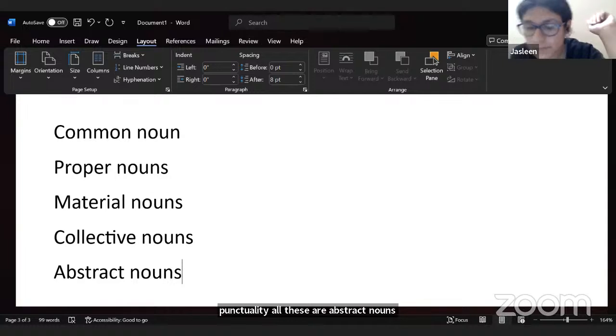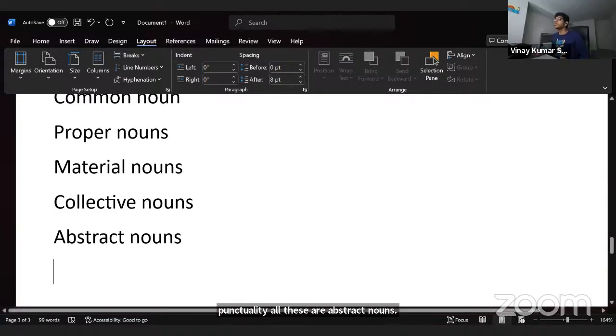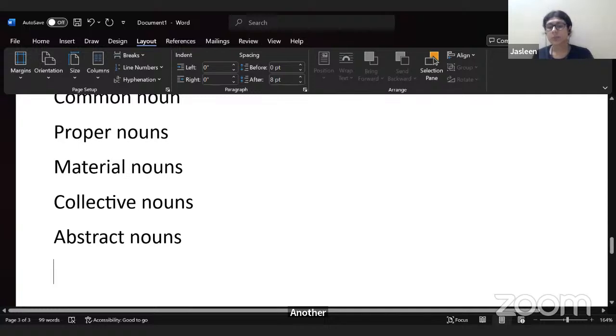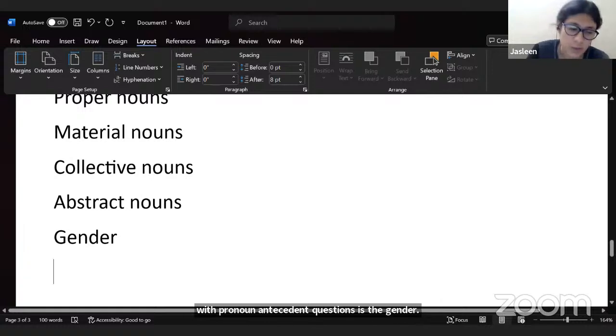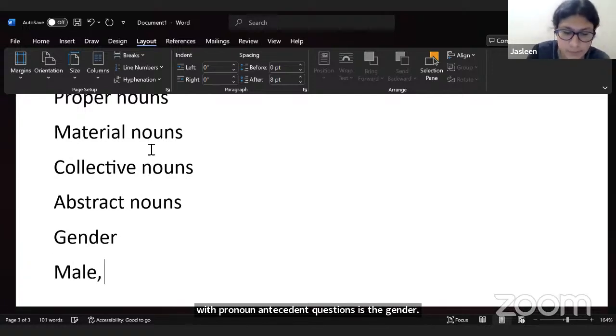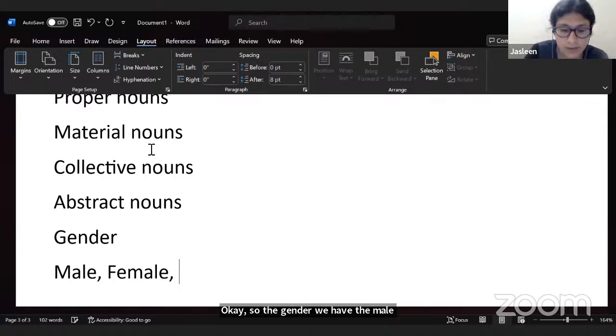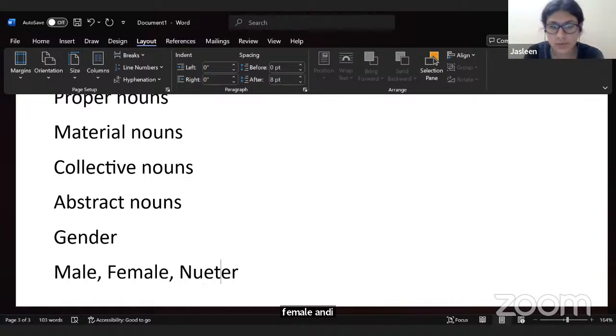Right? Now, another aspect that you have to focus on when you are dealing with pronoun antecedent questions is the gender. So for gender, we have the male, female, and the neuter gender. What is the neuter gender? Non-living things.